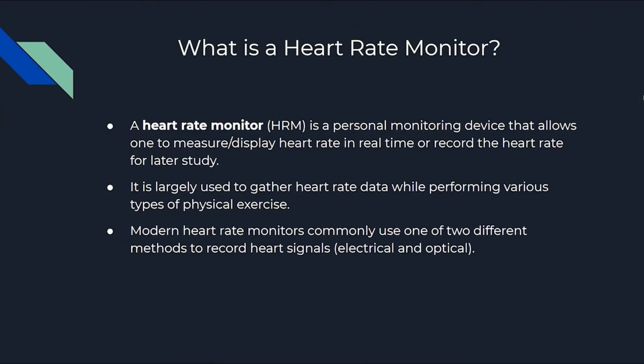So first I'll be starting with what is a heart rate monitor. A heart rate monitor is a personal monitoring device that allows one to measure the heart rate in real time or record the heart rate for later purposes. Modern heart rate monitors can use two types of methods. One is electrical, the other is optical.